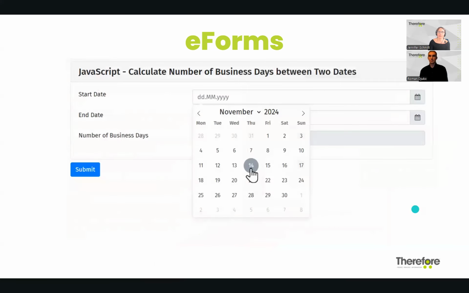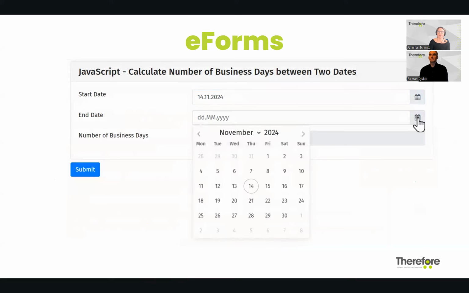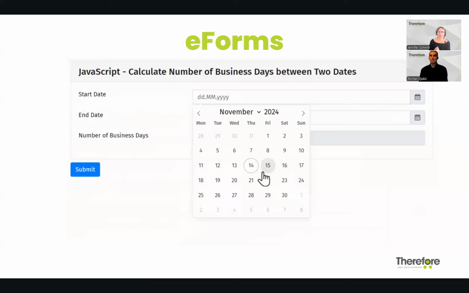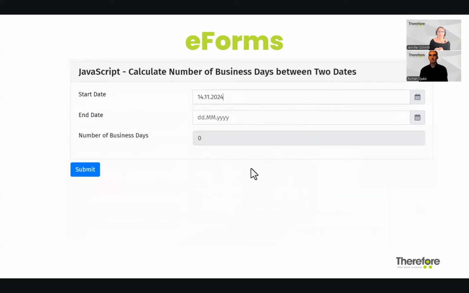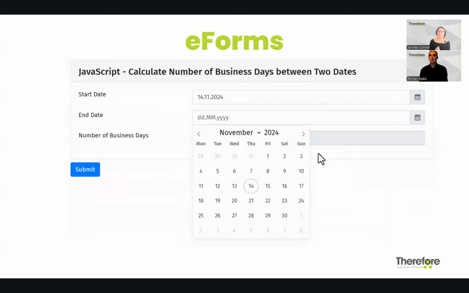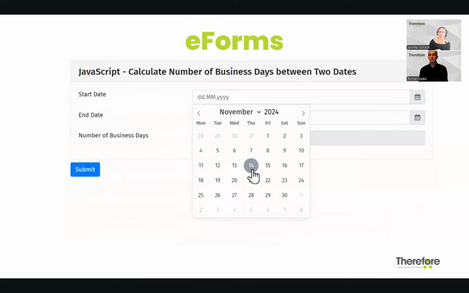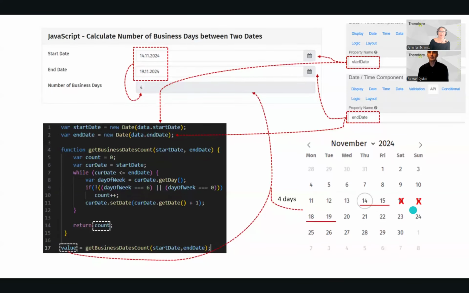The first one is calculating the number of business days between two dates. So what you see here is the start date is November 14th, the end date is November 19th, and we're subtracting the weekend, Saturday and Sunday. So the number of business days that is then calculated ends up being 4, because we always count starting with the first day and ending with the last day. How is this going to be achieved in the background? Well, to show you the technical explanation, let me hand over to Roman.